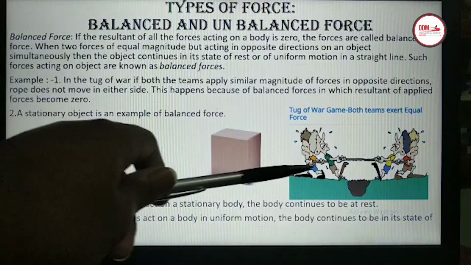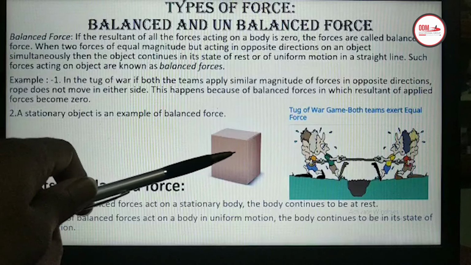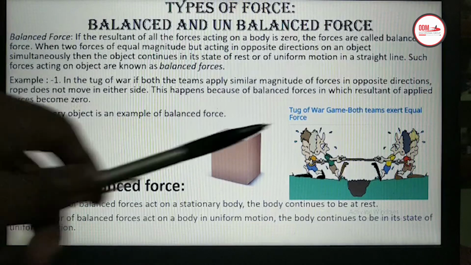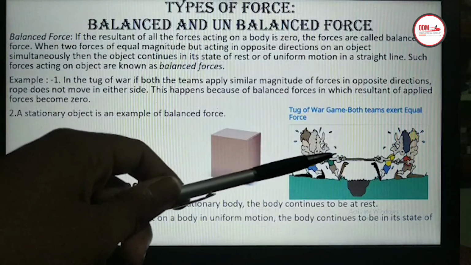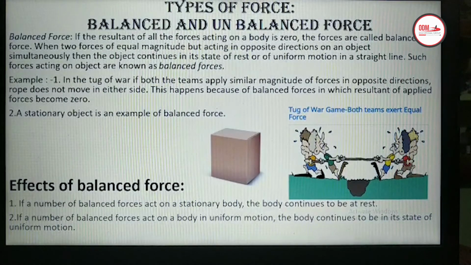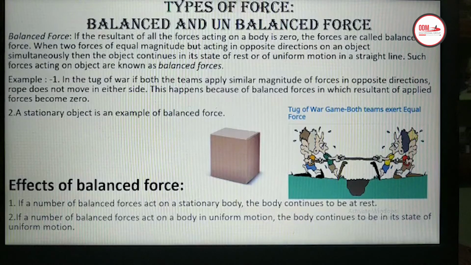So I will explain this one first, then after I will explain about this one. A stationary object means a book lying on the table. This one is also an example of balanced force. So the first one, the tug of war game: you can see that in a tug of war game, two teams pull the rope from opposite directions. If both teams apply equal strength, the rope does not move. It is quite clear to all. This is because the force of the two teams is balanced.